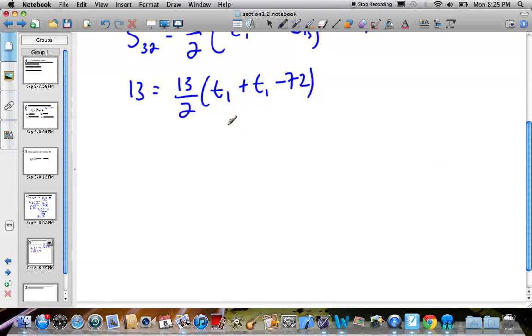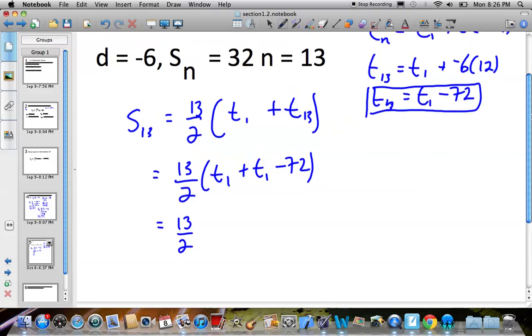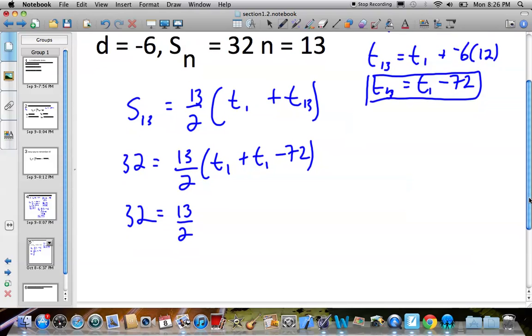So let's see what we have here. Let's reduce this down inside here first. So 13 is equal to 13 over 2. That's not 13, that's 32. Oh, I see what I did here. Rookie mistake. Sorry guys, it's a long weekend. I'm still full on turkey here, so mistakes are bound to happen.